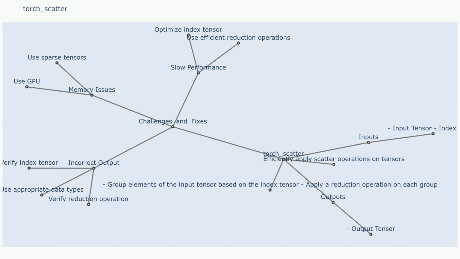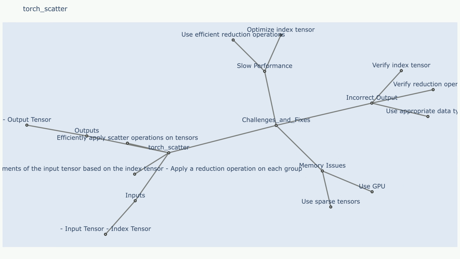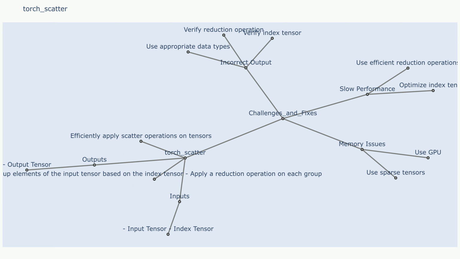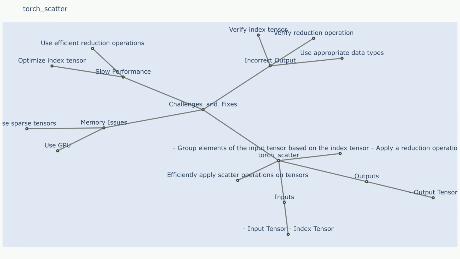Steps: for each value in the source tensor, the corresponding index in the index tensor is used to determine the location in the output tensor where the value will be scattered. The value is scattered into the output tensor at the specified location. If there are duplicate indices, the reduction operation is applied to the values associated with those indices.